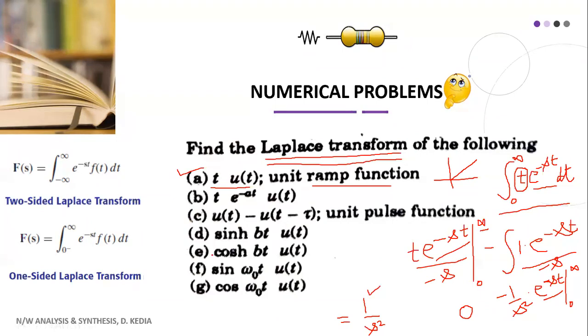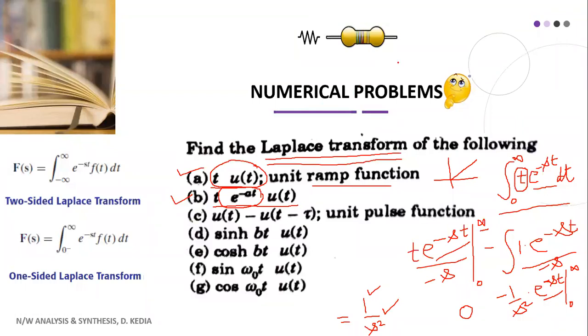Fine. Now let us find out the Laplace transform of t e raised to minus at u(t). Students, try to correlate with your first question, that is at serial number A. Here, tu(t) is the same thing; what you have done is multiplied simply by e raised to minus at, which is nothing but the frequency shifting property. So the Laplace transform of tu(t) is what? 1 by s square.